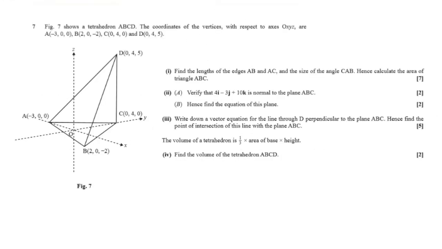So for question 7, we have basically a geometry question, but it's in 3D. This is one of the most typical C4 questions for section B. Now, we have a few points that were given, A, B, C, and D. And for part 1, we need to find the length of the edge AB and AC.